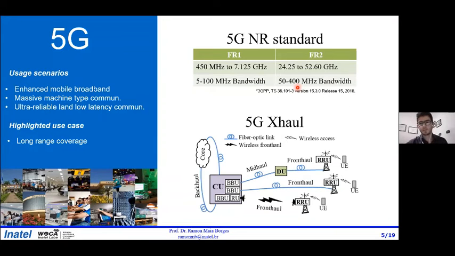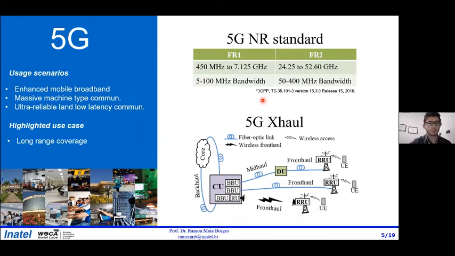Motivation. The first motivation for the work is 5G. We know it has challenging scenarios. It includes enhanced mobile broadband, massive machine type communication, and ultra-reliable and low latency communication. There is also a highlighted use case for longer range coverage, to connect the unconnected or to provide connection in remote areas. So they are challenging scenarios.